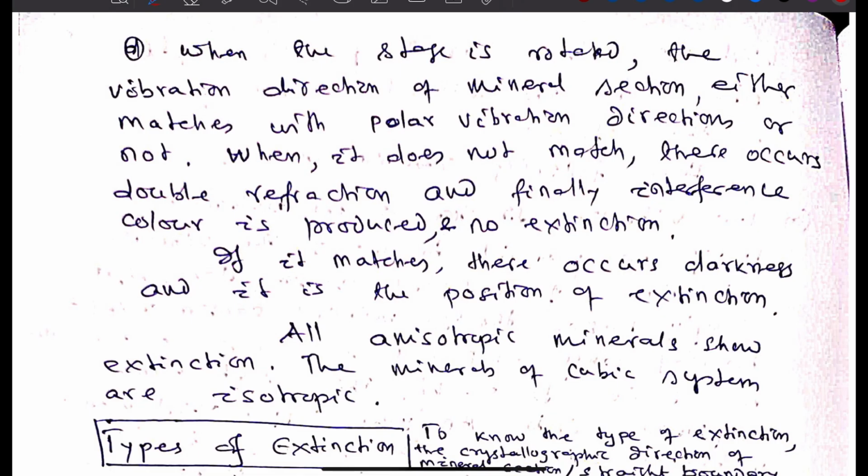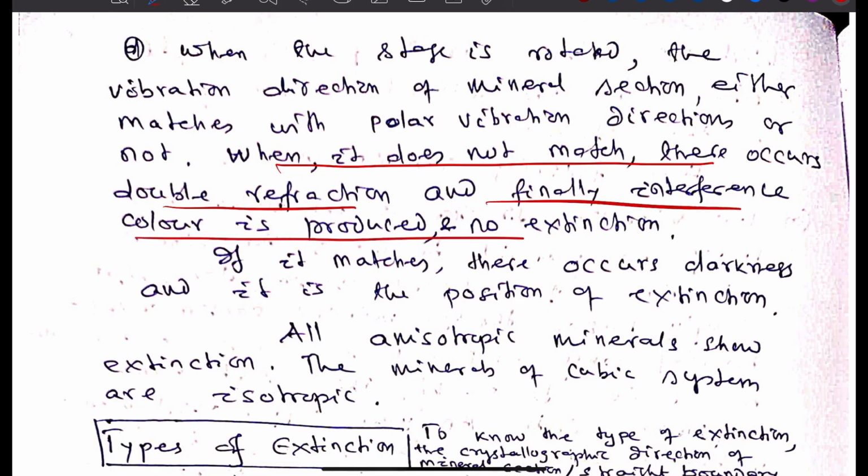When the vibration direction of the mineral section is not parallel to that of the polars, or to that of the polarizer, double refraction takes place. And in that condition we will get the interference color. So a mineral shows extinction and interference color as we see them under crossed-nicol condition. The interference color is seen except at the position of extinction.